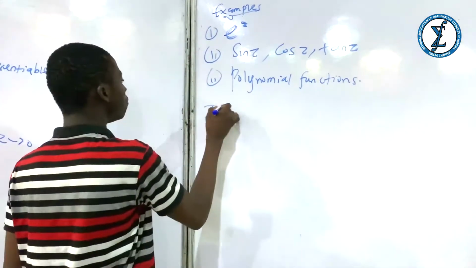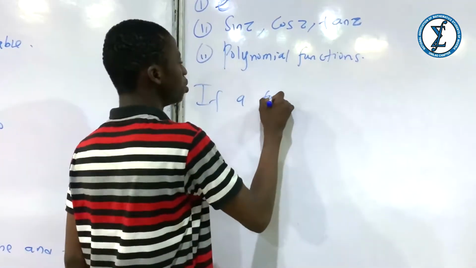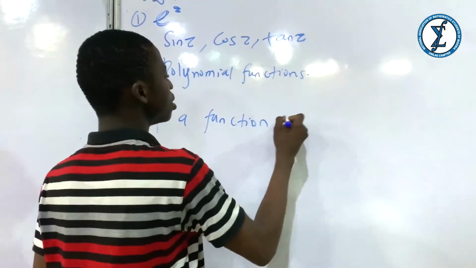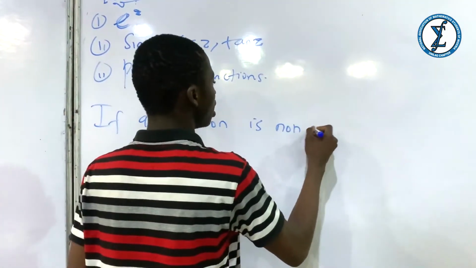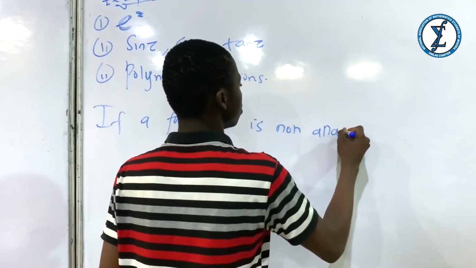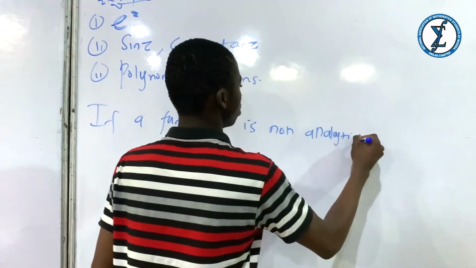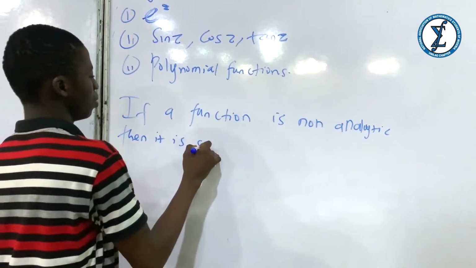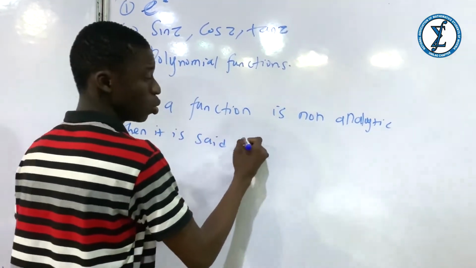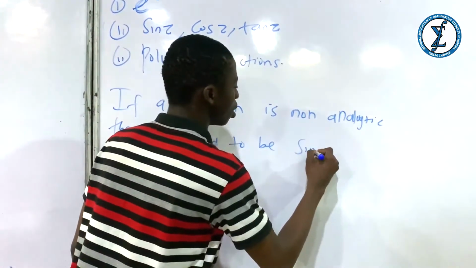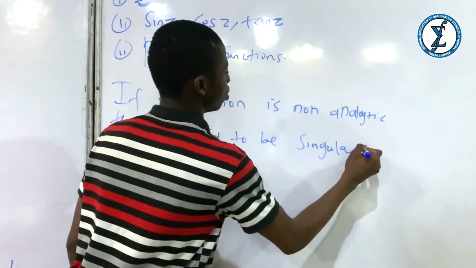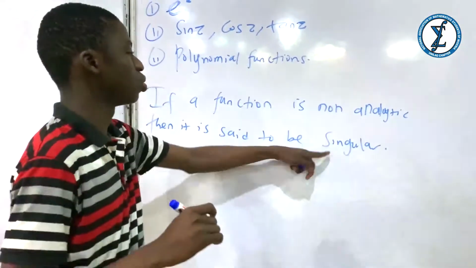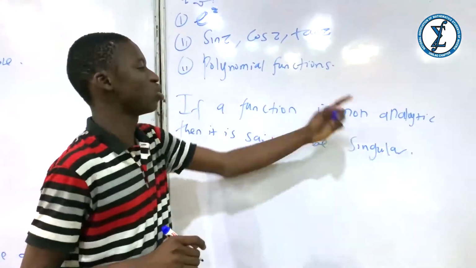So if a function is not analytic, then it is said to be singular. If a function is not analytic, it will be singular. If it's not singular, it will be analytic.